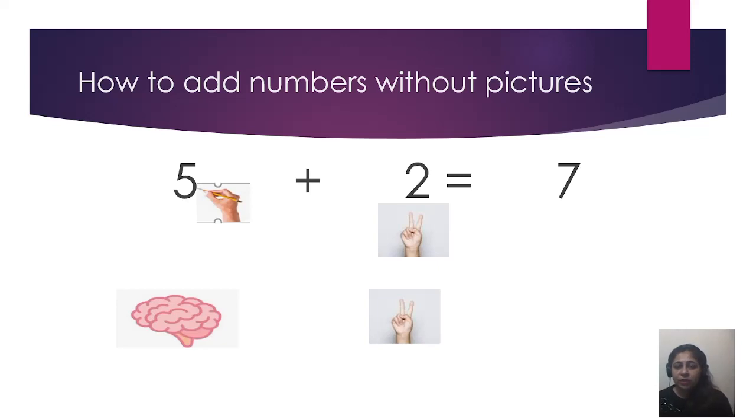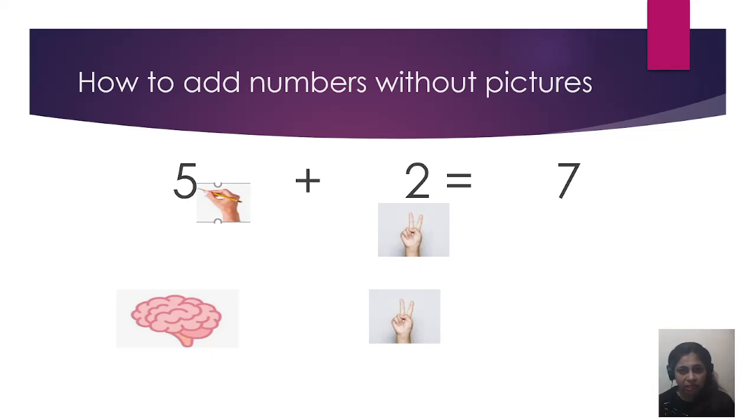Slowly, gradually, you can ask the child to stop using the pencil and the finger on the number. Instead, let's start using our brain. So, the child should be able to speak the whole line as 5 in my brain, 2 on my fingers. 5 in my mind, 2 on my fingers.